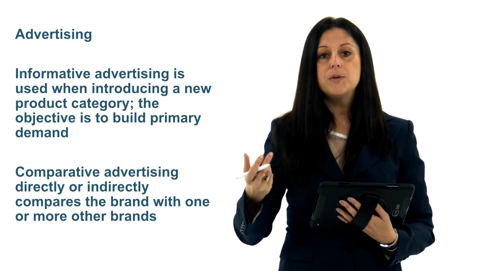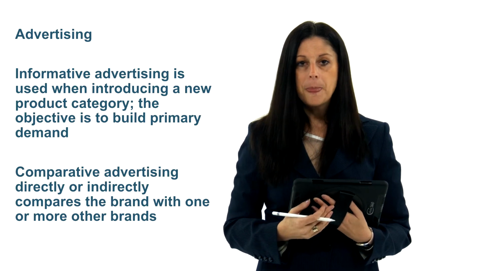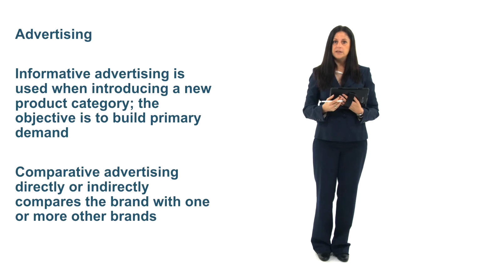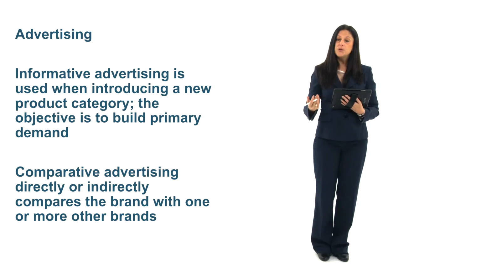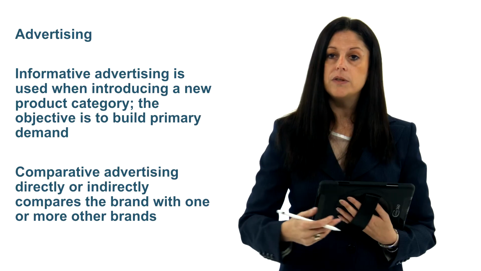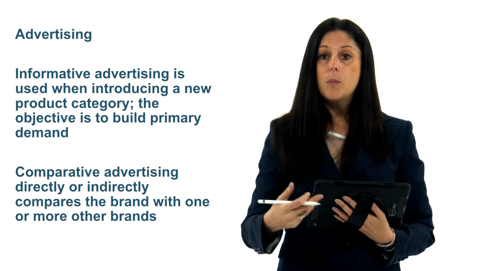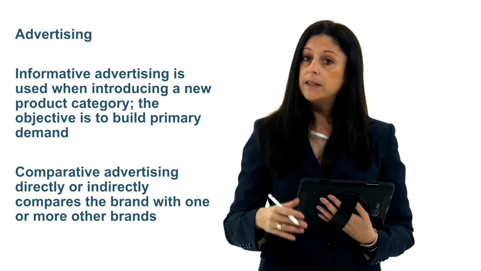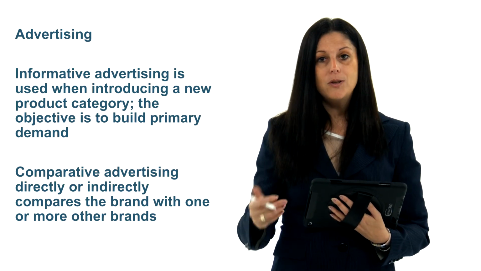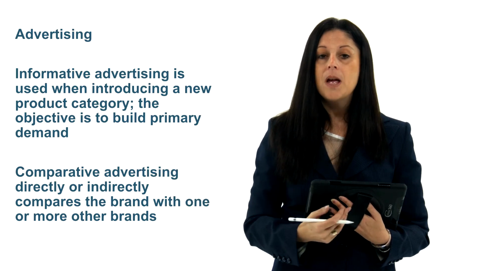Now, what are the types of advertising that we have? So one is informative advertising. This is when we introduce a new product category and we want to build a new demand. So that will happen in the introduction stage of the life cycle. This will be when we know that consumers are in the second stage of the decision-making process and they're looking for more information.